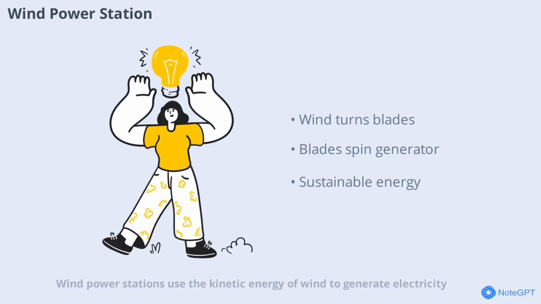Wind power stations use the kinetic energy of wind to generate electricity. Large blades mounted on a rotor are turned by the wind, which spins a shaft connected to a generator. As the wind blows, the blades rotate and the generator produces electricity. Wind power is a sustainable and environmentally friendly option, especially in areas with consistent wind patterns. The process is straightforward: wind turns the blades, the blades spin the generator, and electricity is generated.